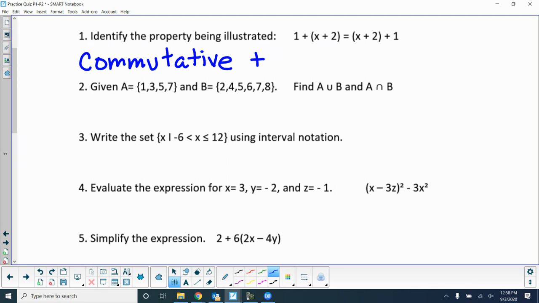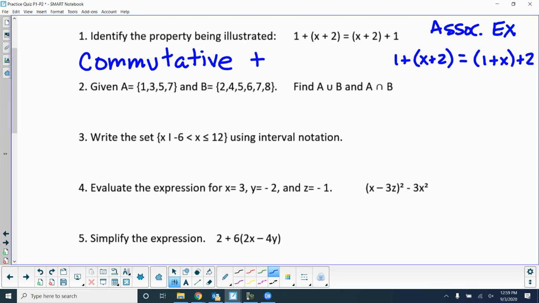So just an associative example, it would look like this. I'll just use the same left side. 1 plus quantity x plus 2 equals, oops. Equals 1 plus x plus 2. So the order is the same, 1 plus x plus 2 on both sides.